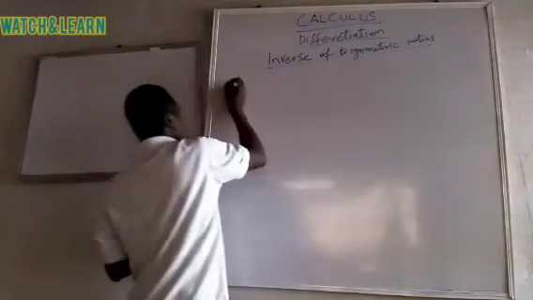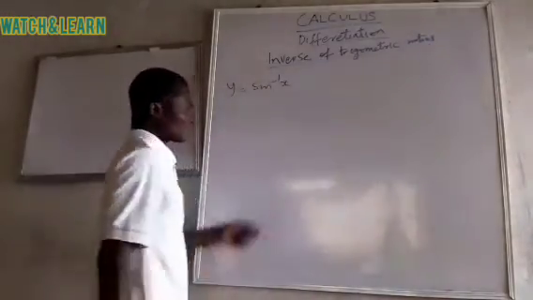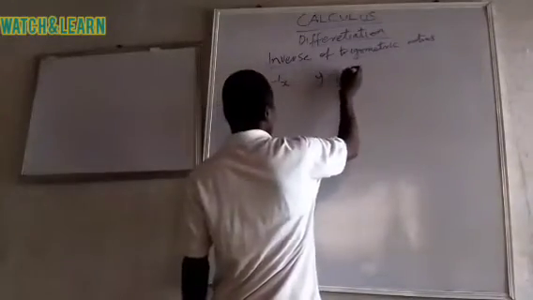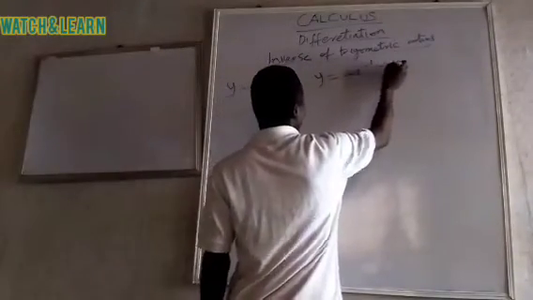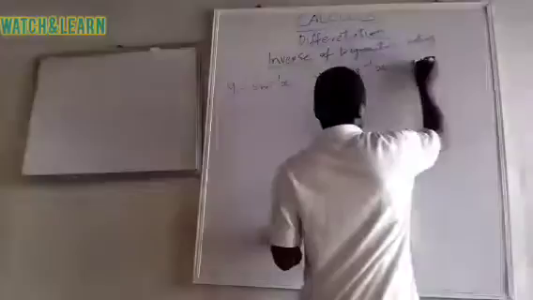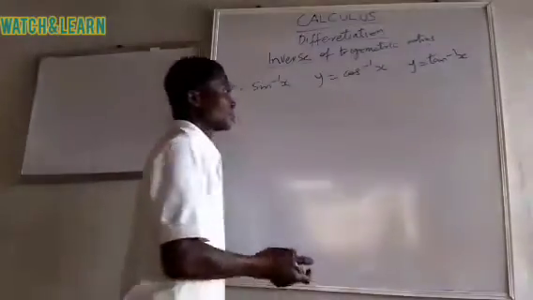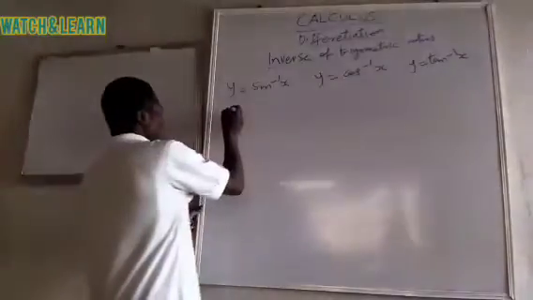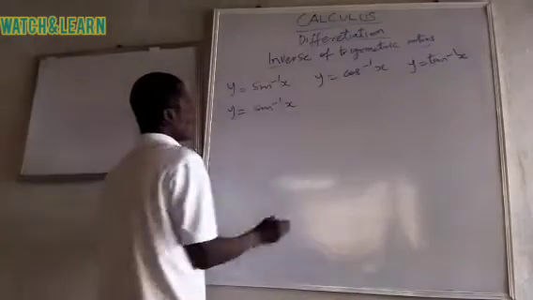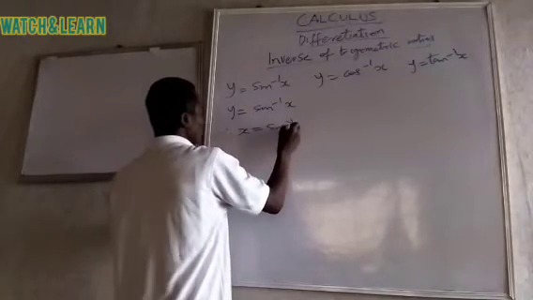What are we talking about? We are talking about y equals sine minus 1 x. You can see, y equals sine minus 1 x. Now, let's start with this one. We have y equals sine minus 1 x. Therefore, x equals sine y.